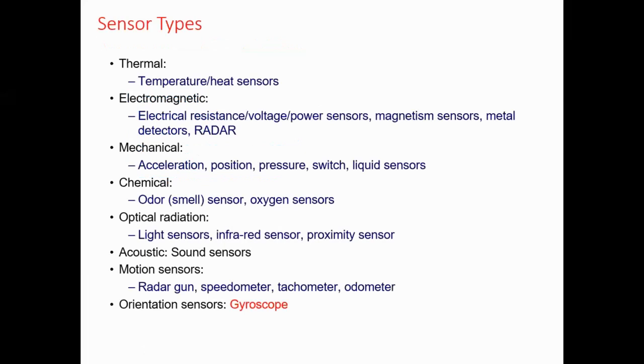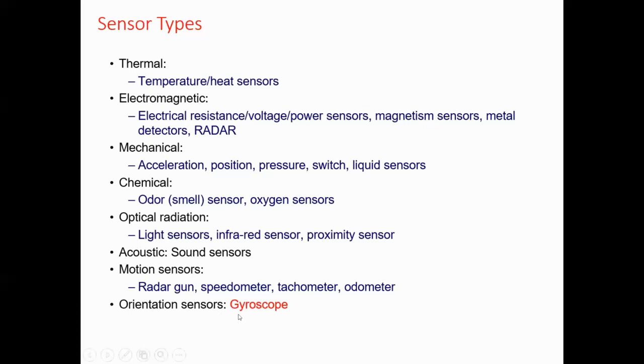In the case of sensor types, depending upon the sensor type, different types of data will be generated. Thermal sensors give temperature or heat readings. Electromagnetic sensors include electrical resistance, voltage, and power sensors, magnetism sensors, metal detectors, and radar. Mechanical sensors include acceleration, position, pressure, switch, and liquid sensors. In chemical, you can find smell or oxygen sensors. Optical radiation includes light sensors, infrared sensors, and proximity sensors. Similarly, acoustic sensors include sound sensors, and there are also motion sensors like the speedometer, tachometer, and odometer.